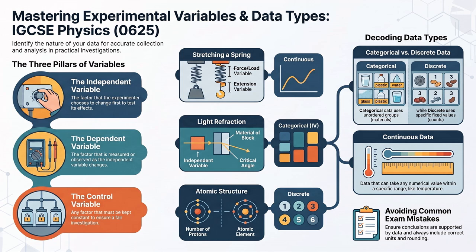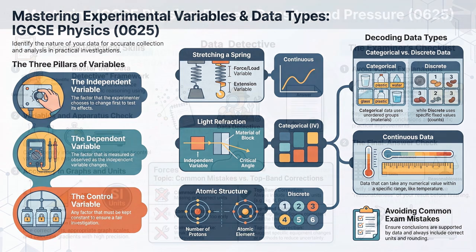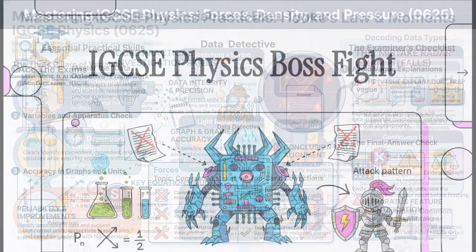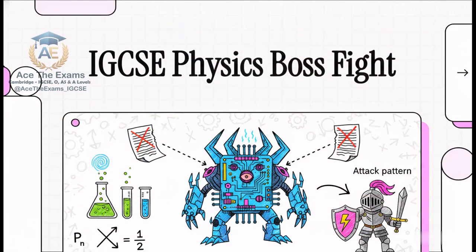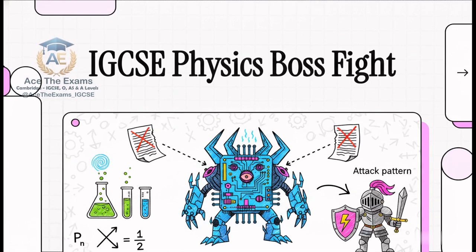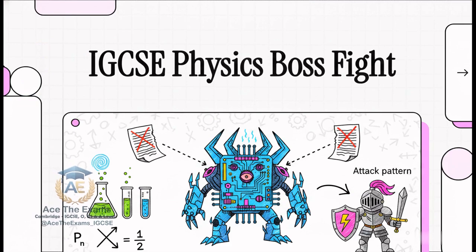Look at this blank space on the exam paper. You know the physics, you've memorized the formulas, yet right here, you are bleeding marks. Welcome to the ultimate boss fight, the Cambridge IGCSE Physics practical questions. Okay, let's dive straight into this explainer and reveal the exact attack pattern to beat it.